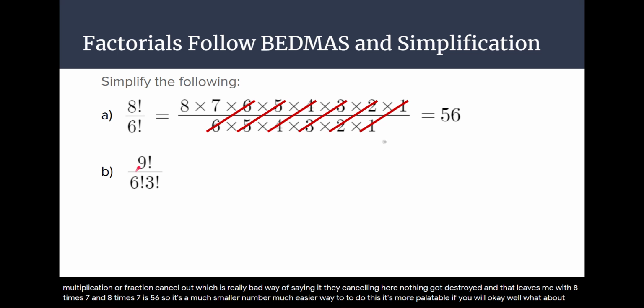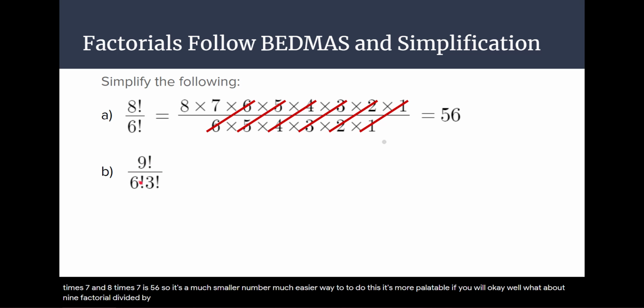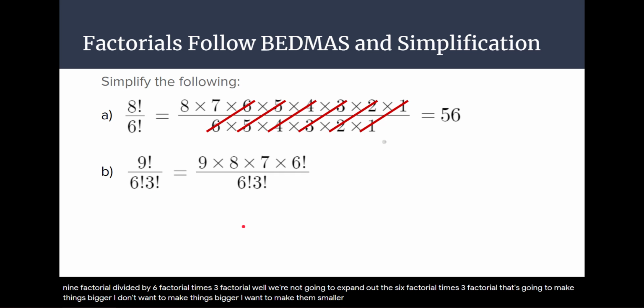Okay, well, what about 9 factorial divided by 6 factorial times 3 factorial? Well, we're not going to expand out the 6 factorial times 3 factorial. That's going to make things bigger. I don't want to make things bigger. I want to make them smaller. Well, if we take a look at just the 9 factorial, just focusing in on things, 9 factorial, or any factorial really, can be written as a piece of a factorial.